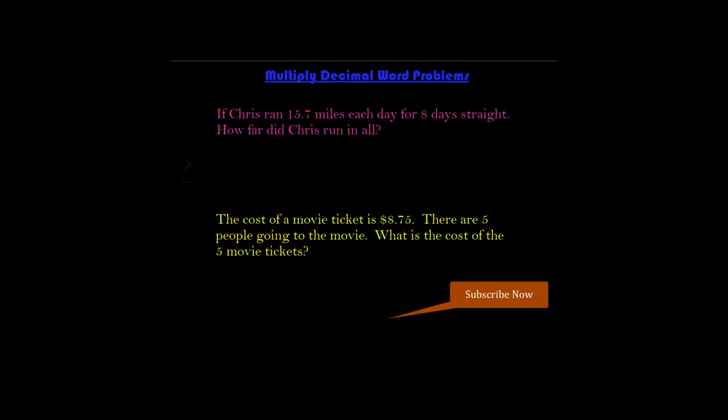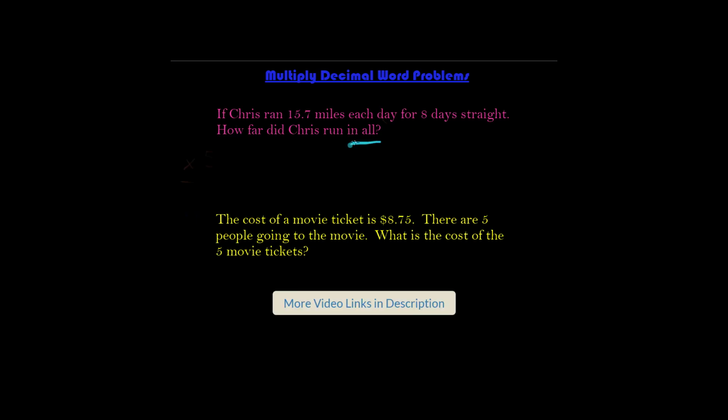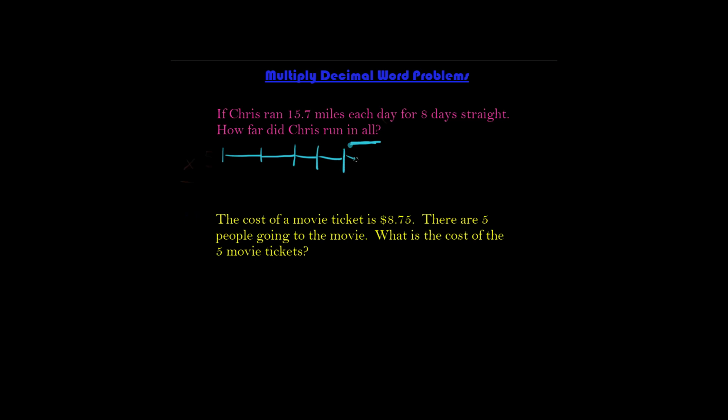So in pink, our first question says, if Chris ran 15.7 miles each day for 8 days straight, how far did Chris run in all? So a couple of keys here. We're going to look at this in all. So that tells us that we're going to run. There's day 1, day 2, day 3, day 4, day 5, day 6, day 7, and day 8. So remember, our pictures are just to show us what's happening. Each one of these is the 15.7.